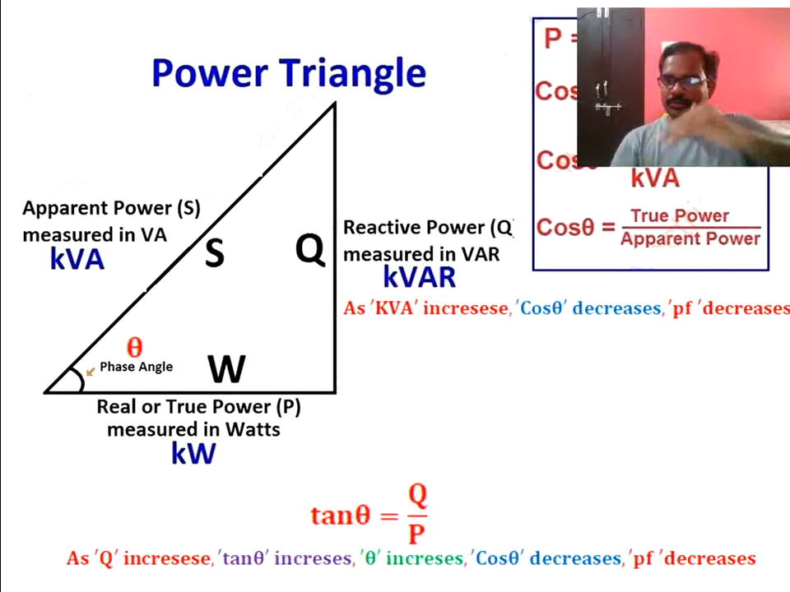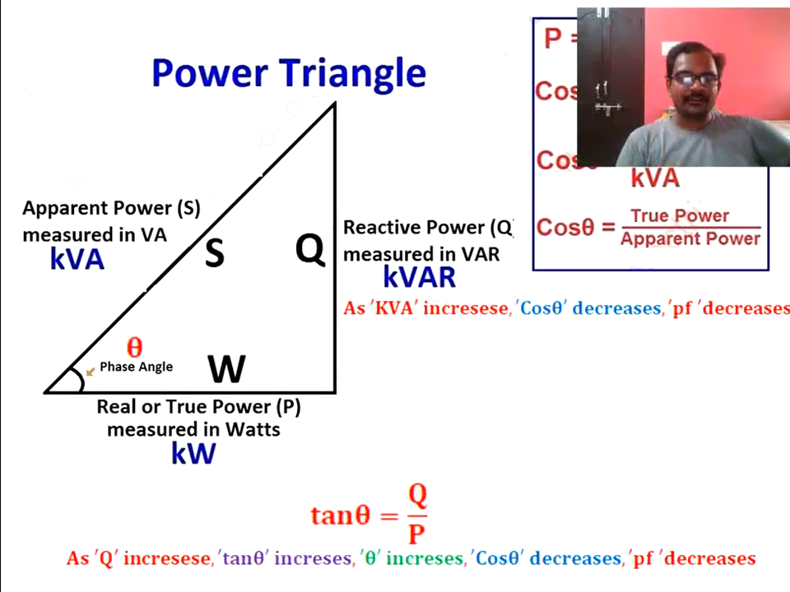As kVA is more, cos theta decreases and thereby power factor decreases. That is the first thing: power factor is inversely proportional to kVA. Low power factor means high kVA and high power factor means low kVA.